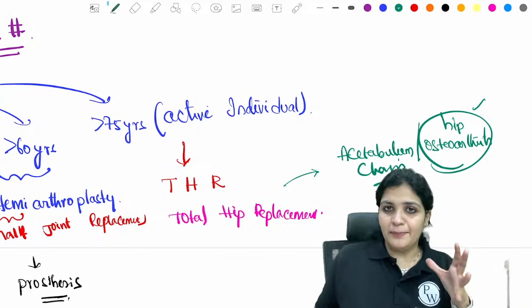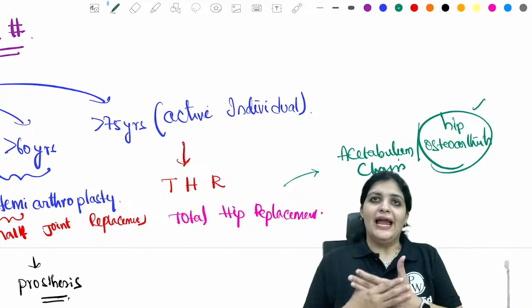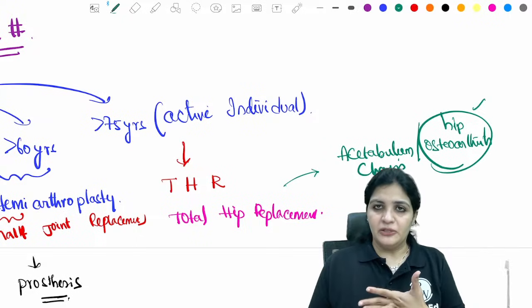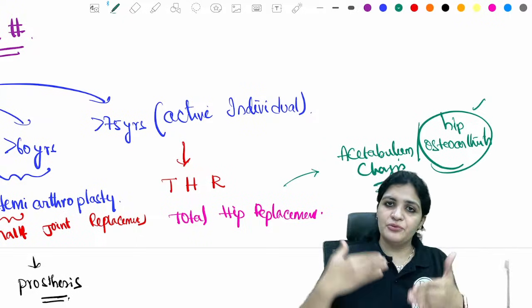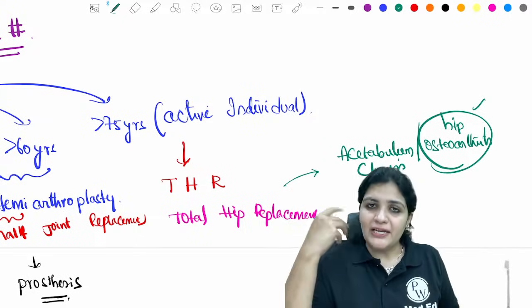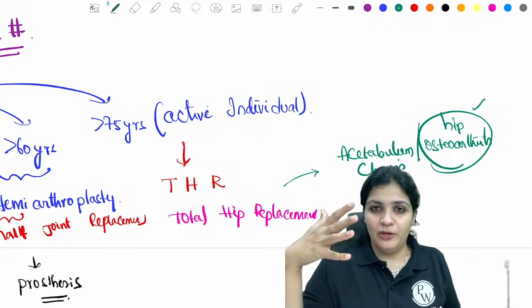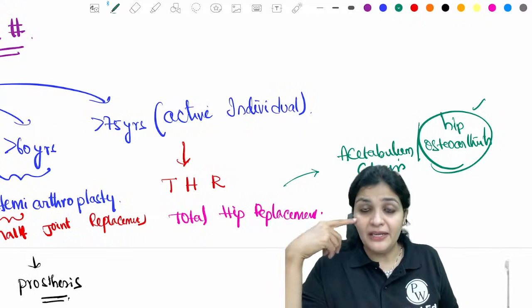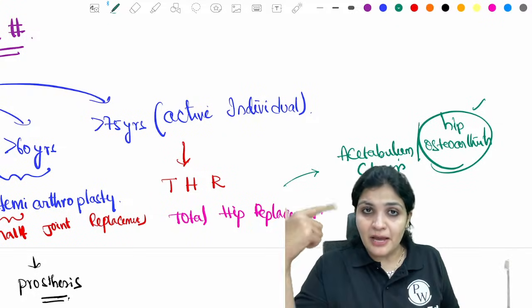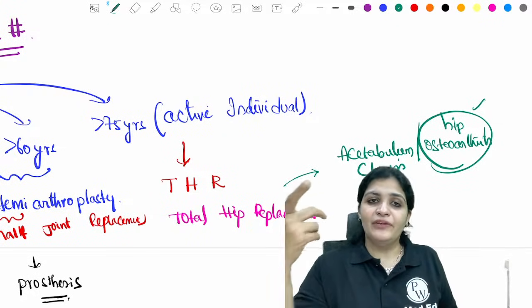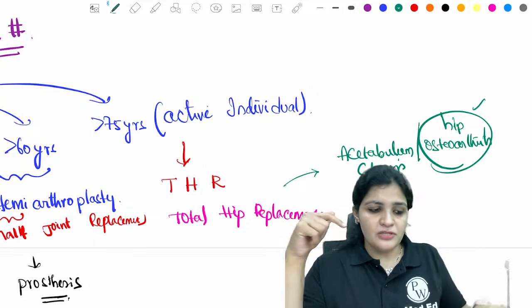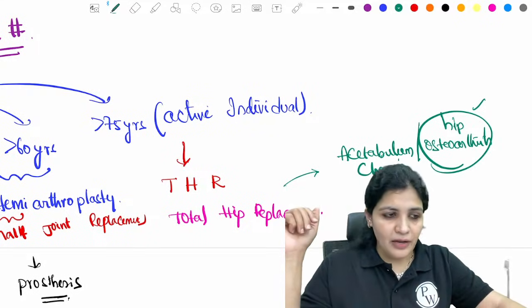Once the patient has had a hemiarthroplasty, and later has hip osteoarthritis, you again have to treat him with a total hip replacement. So that is why, if the patient is a very active individual, to avoid a second surgery, we take the changes of the acetabulum into consideration and then advise a THR. This is also advised for IC fracture.